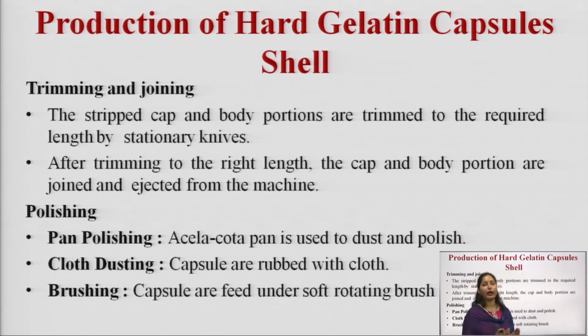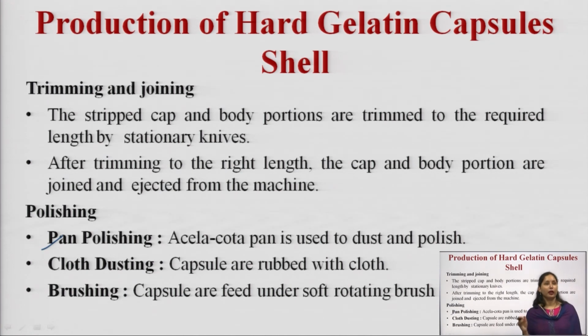The polishing can be done by any of three methods, that is pan polishing, cloth dusting or brushing. In pan polishing, we generally use Accela-Cota pans to remove the dust and to polish the capsule. In cloth dusting, we generally take the capsules and rub them with a cloth. In brushing, capsules are fed under soft rotating brushes to remove dust and to polish the capsule.